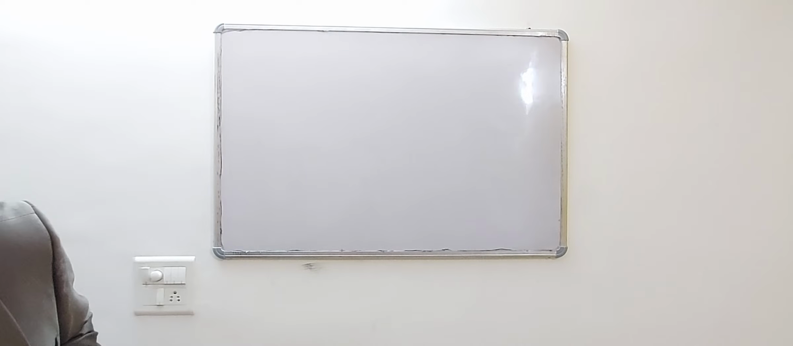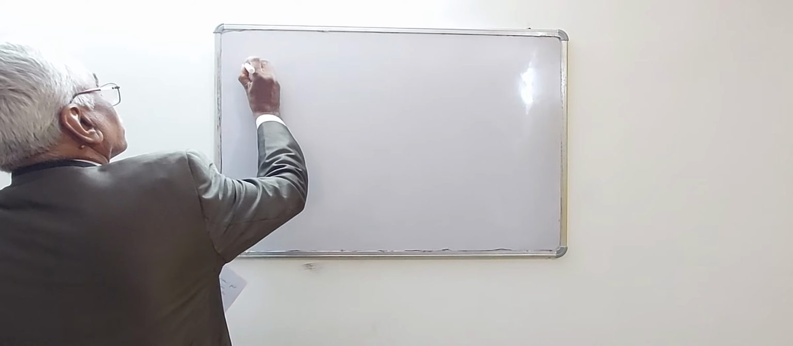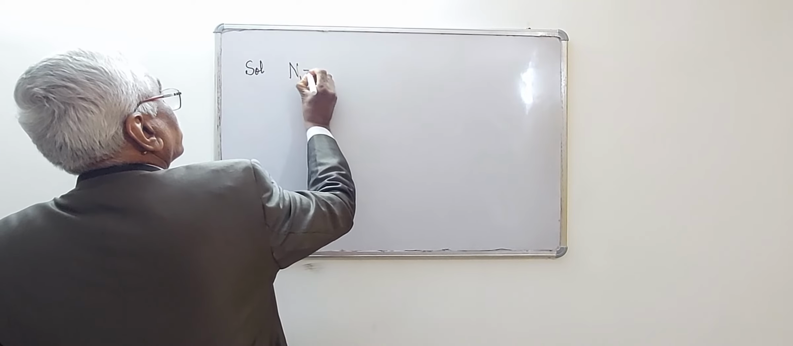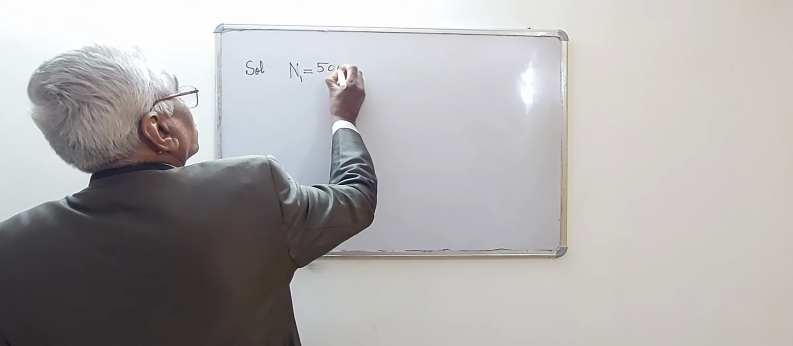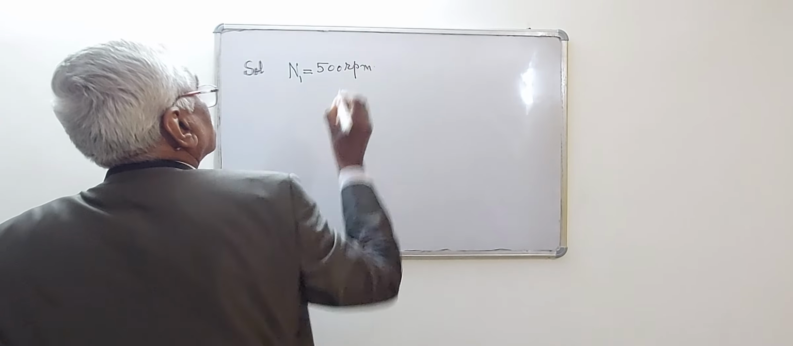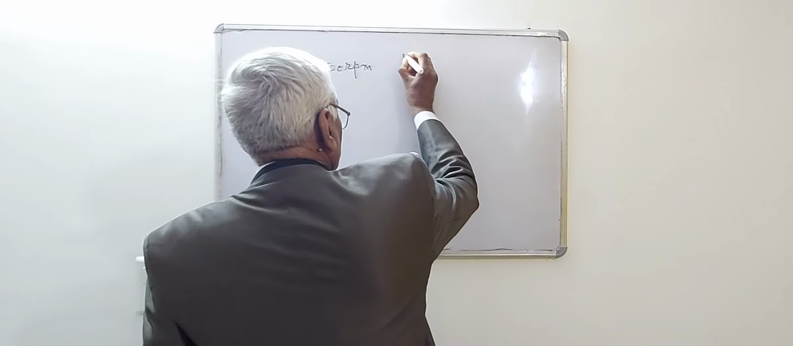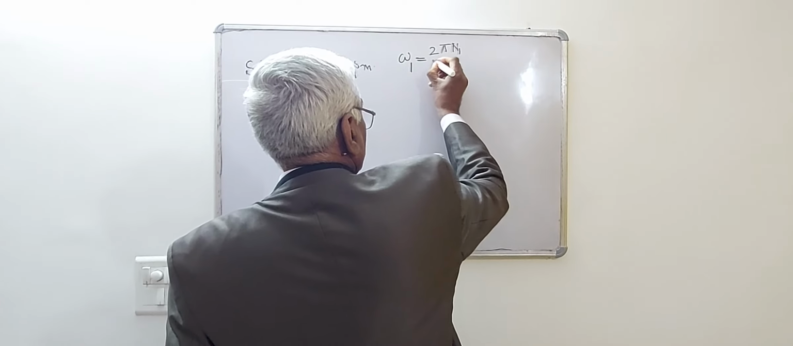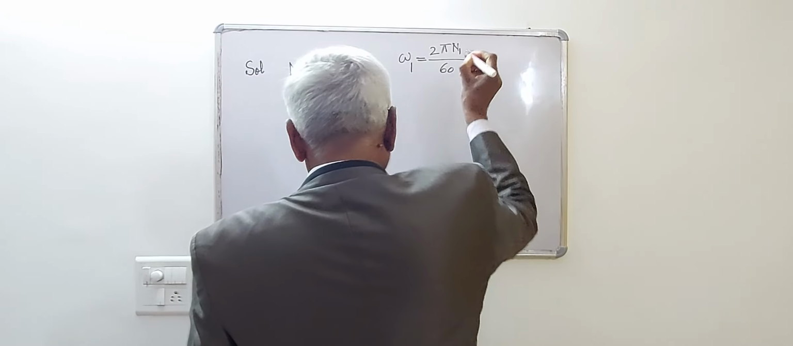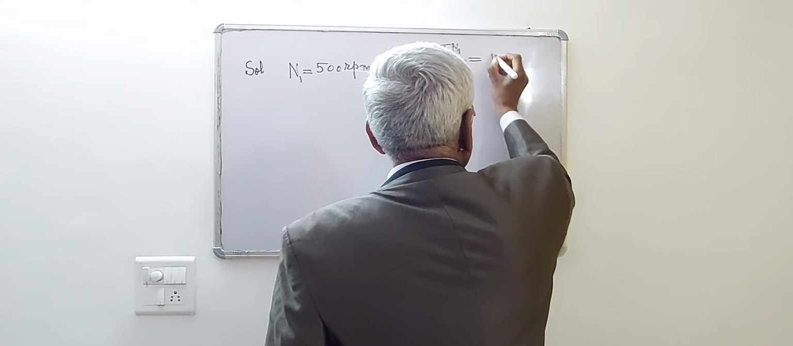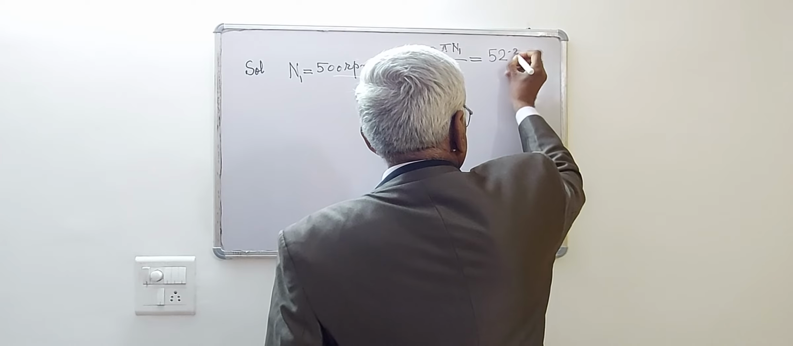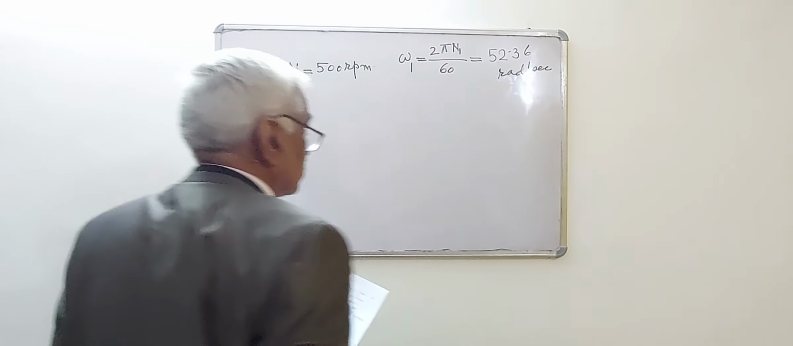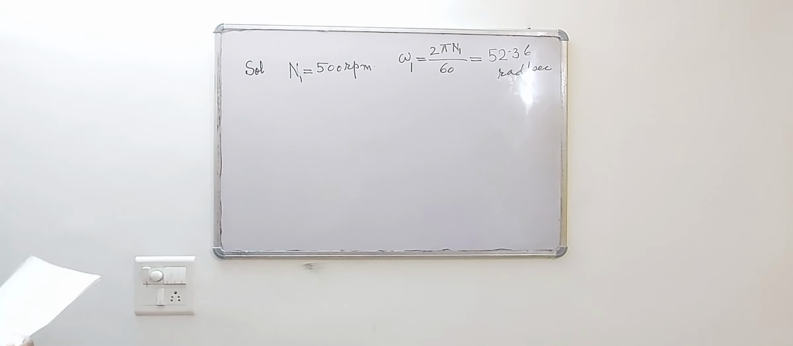The solution is like this. N1 is given as 500 rpm. It is the speed of the driving shaft. So omega 1 can be calculated as 2 pi N1 by 60, which comes out to be 52.36 radian per second. That is omega 1.